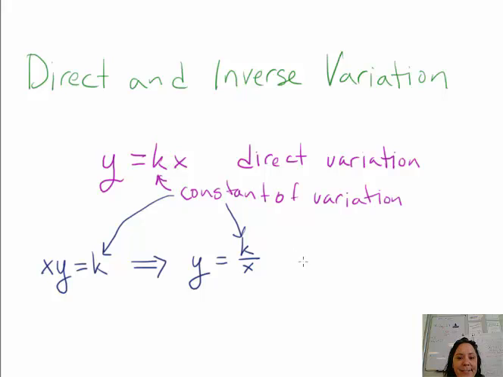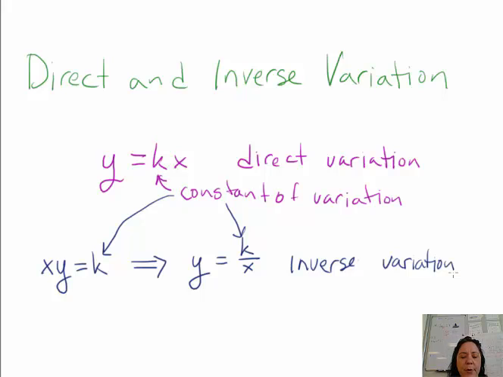Welcome back to direct and inverse variation, part 2. Recall that we had our direct variation, y equals kx, and we had our inverse variation here, where y equals k divided by x. This was our lead-in to the reciprocal function and ultimately our rational functions.